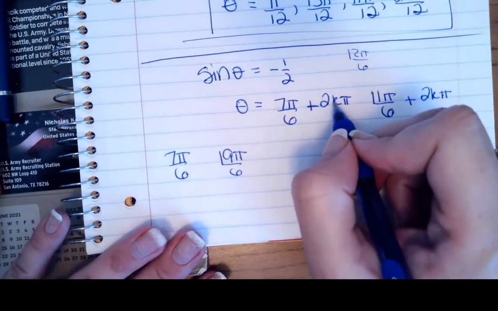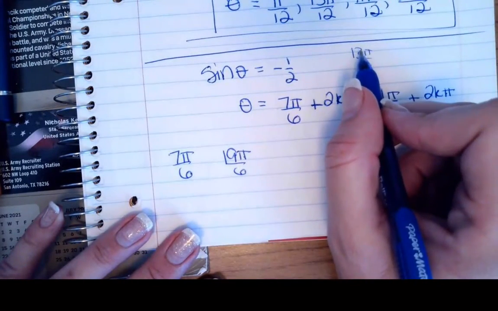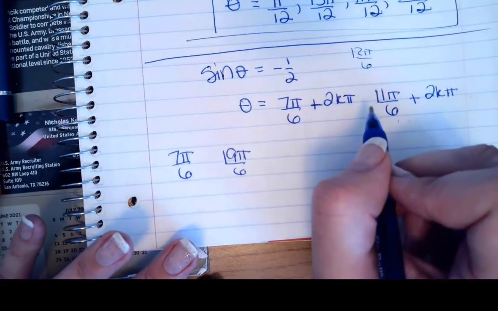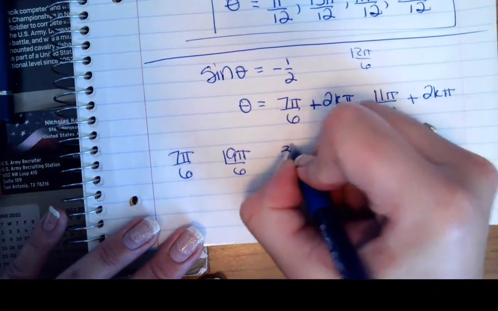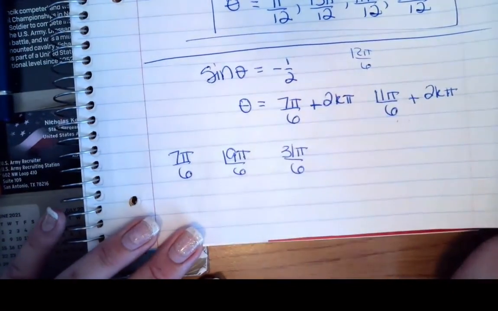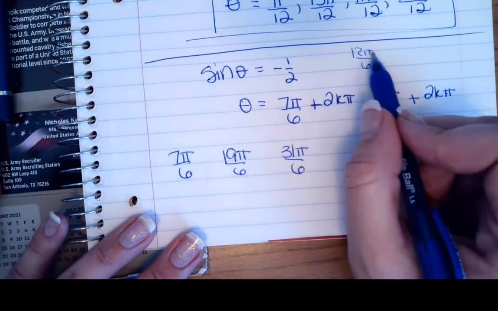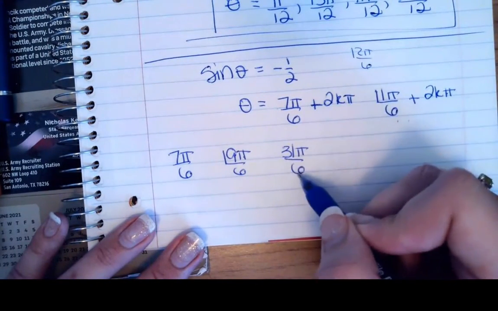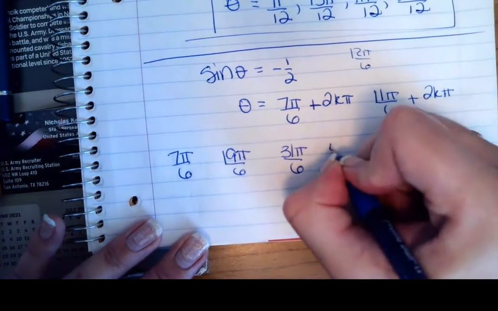Okay, and let's do another lap just for fun. So 19 pi over 6 plus another lap is going to be, what is that going to be? It's going to be 31 pi over 6. Okay, and then let's just do one more just for kicks. So we've got 12 pi over 6 plus 31 pi over 6 is going to be 43 pi over 6.